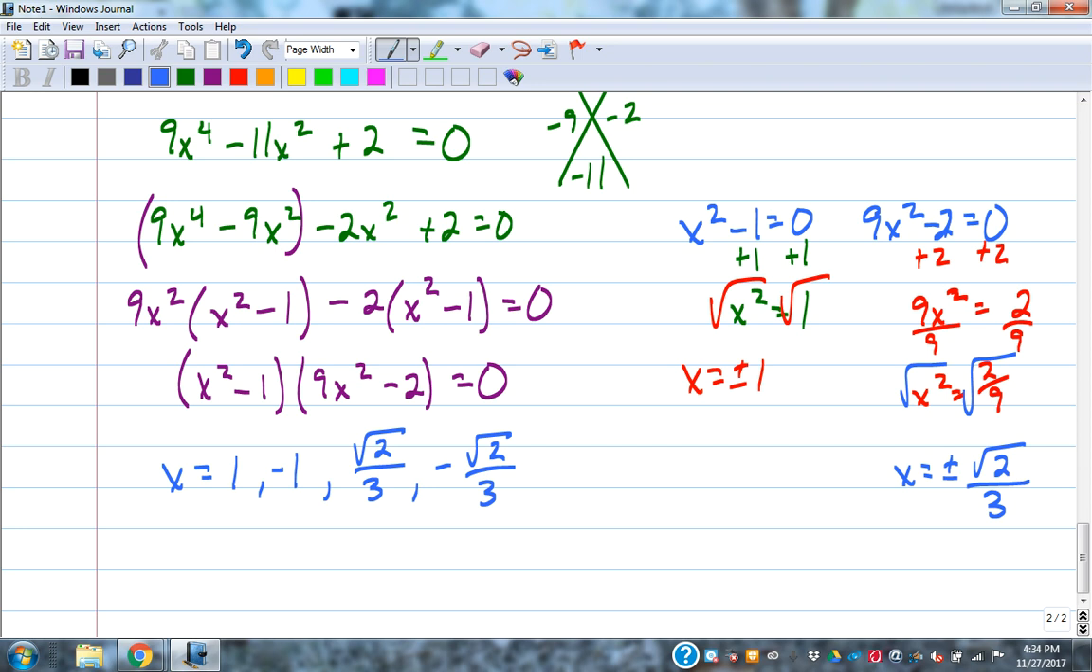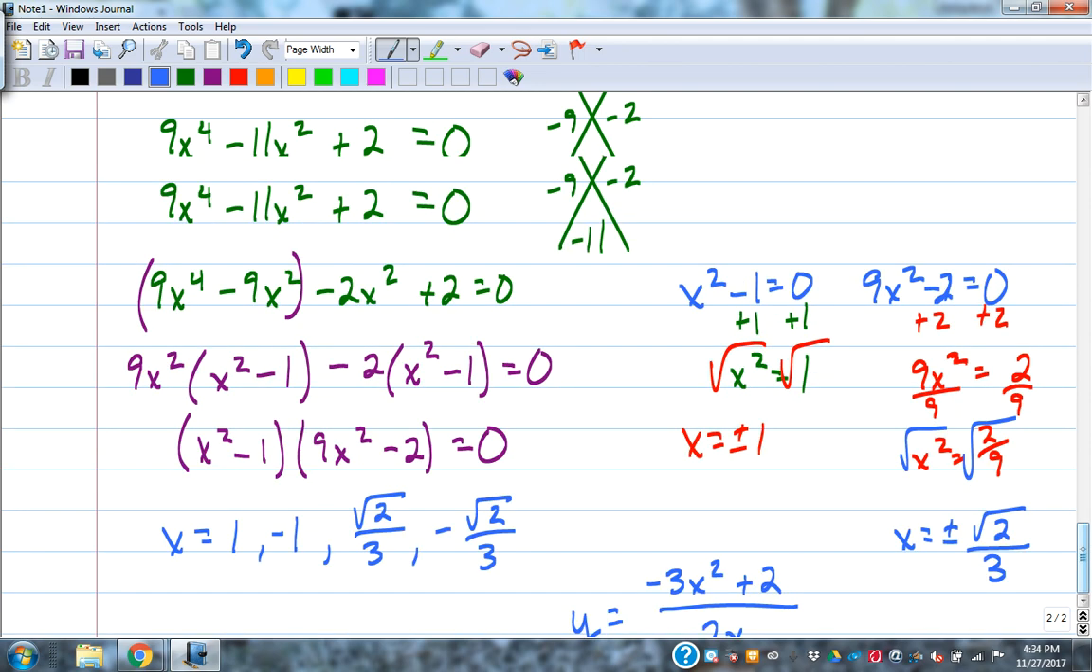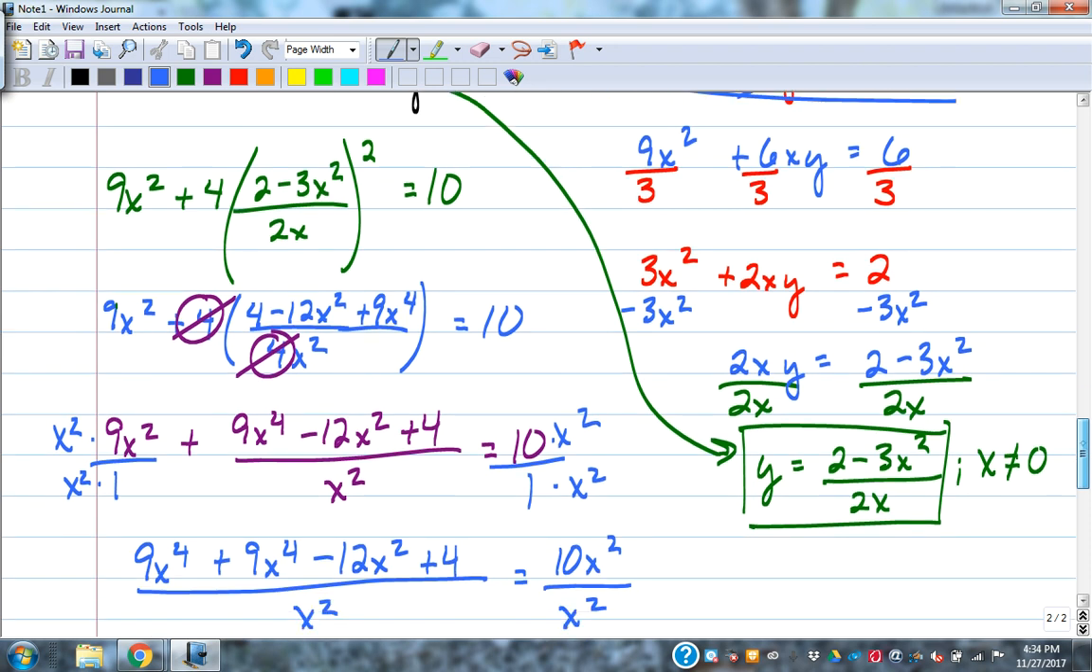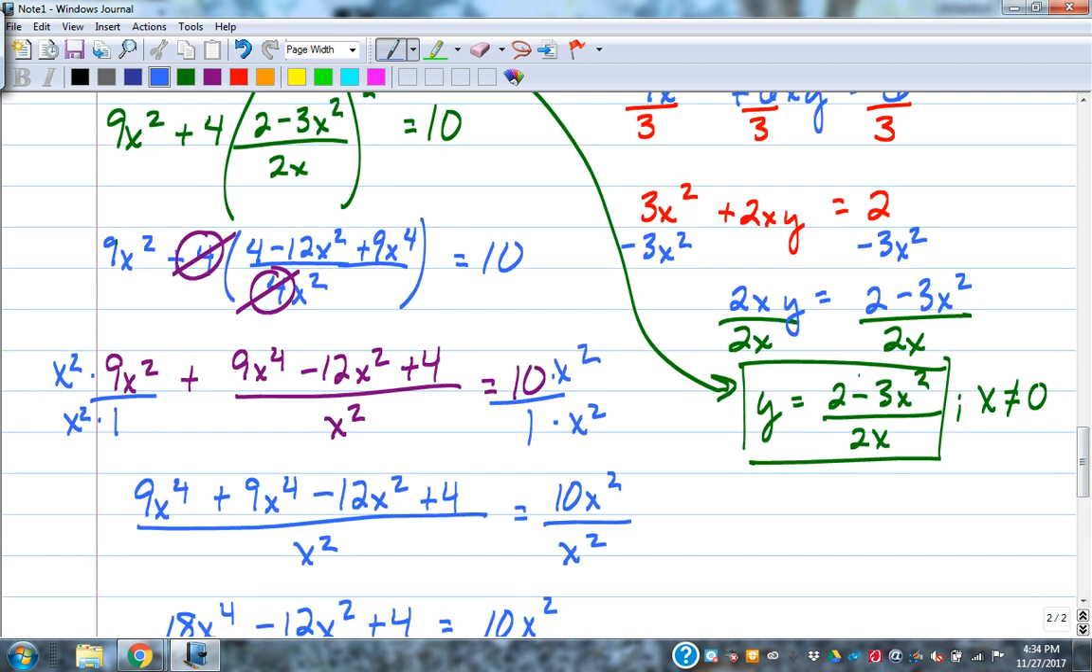So I take each one of those, and I'm lucky enough that I did the work to have this equation that said y equals negative 3x squared plus 2 over 2x. That's from way up here. I wrote it in a different order. But that thing right there says y equals that. All I got to do is plug in each x value and work it out, and I get the y value that goes with it.